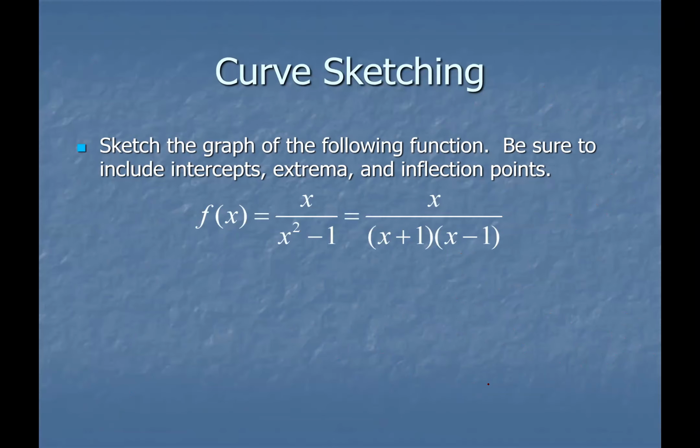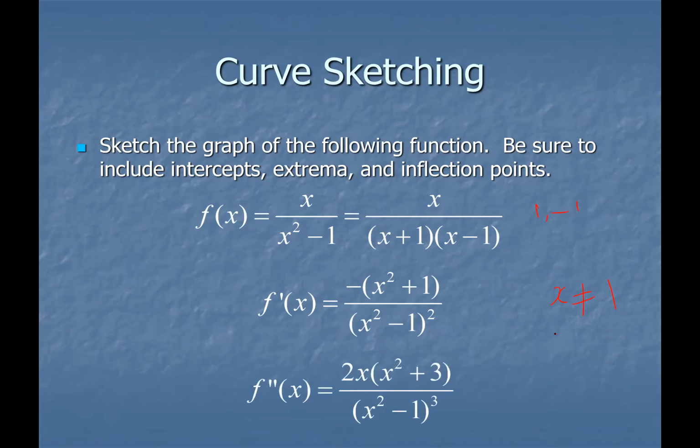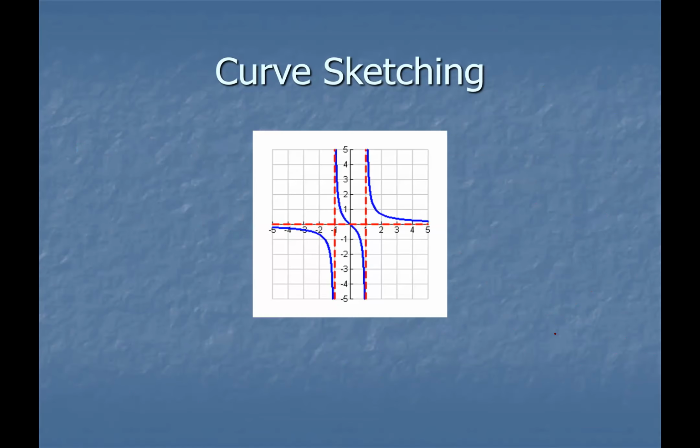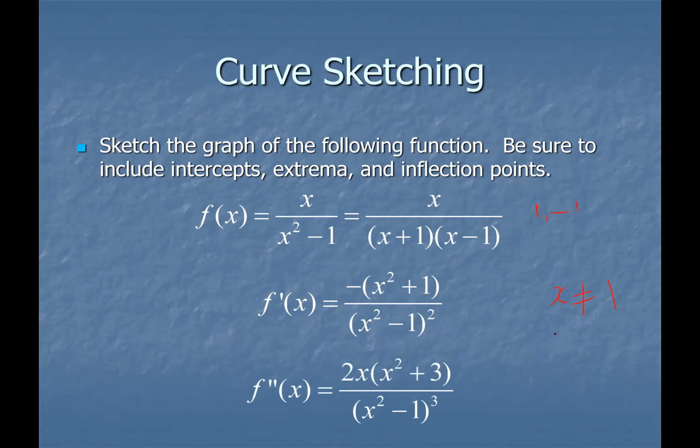Well, let's see this one now. Sketch the graph of the following, be sure to include intercepts, extremes and so on. Okay, f dash, of course here x is not equal to 1, right? And x is not equal to, this one at the start, 1 and negative 1 are not in the domain. And here x is not equal to 1, and here f of x is not equal to 1. Okay, so the vertical asymptotes here are at which ones? At negative 1 and at 1. So the graph here, x is not equal to 1 and x is not equal to negative 1, so this is a vertical asymptote and this is a vertical asymptote. Okay.